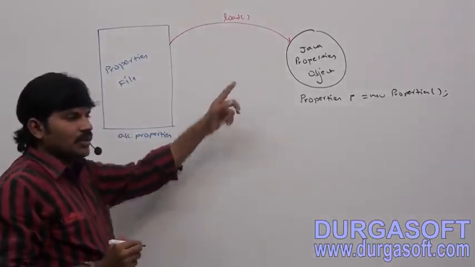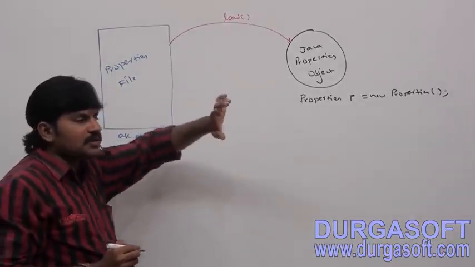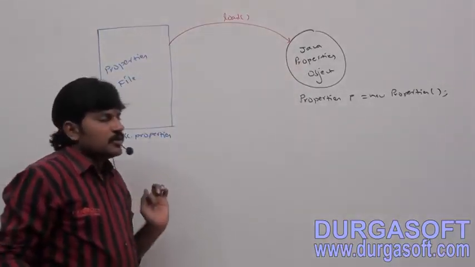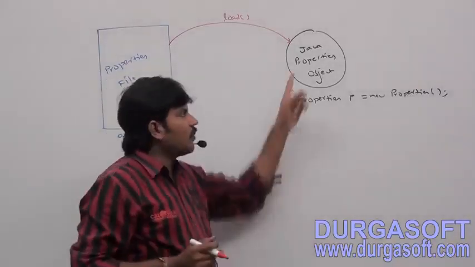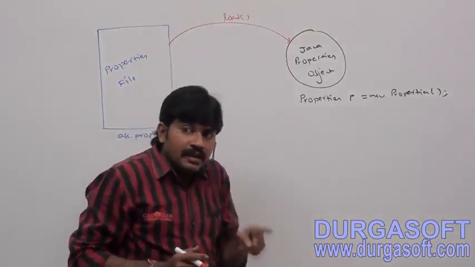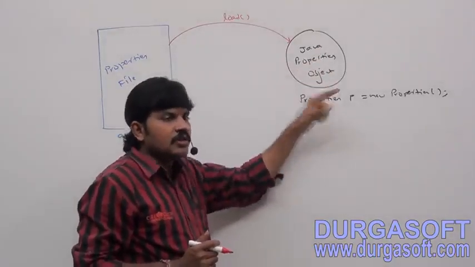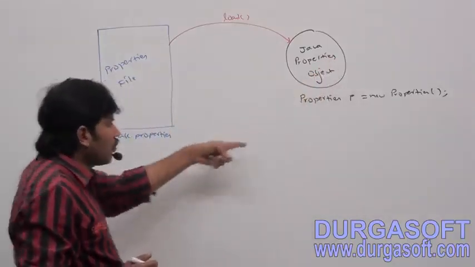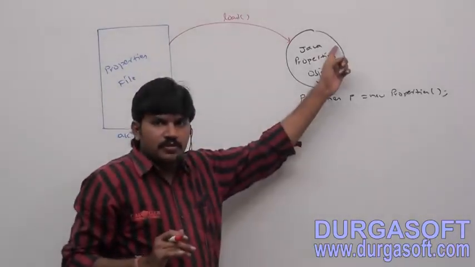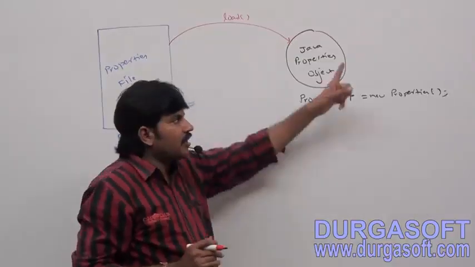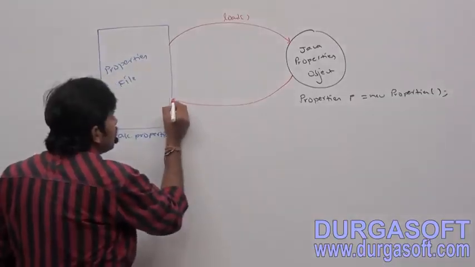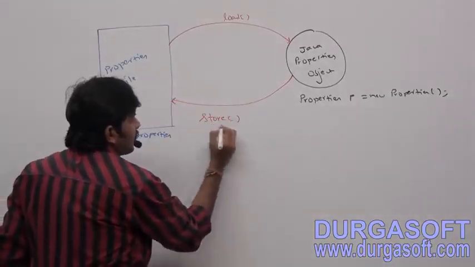p.load loads all properties coming from the properties file into the Java properties object. Suppose I performed some change in the properties object: I added a new property or changed some property value. At the end, these changes should be stored in the properties file. It is the reverse operation also. For that, which method do we use? Store is the method.